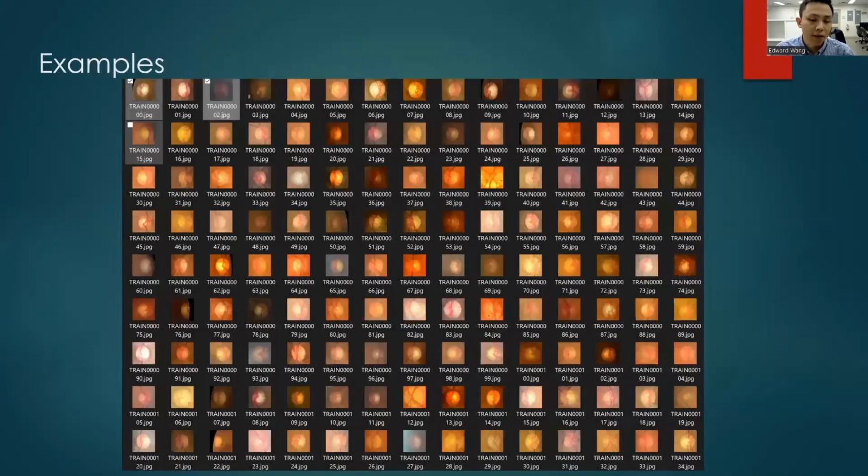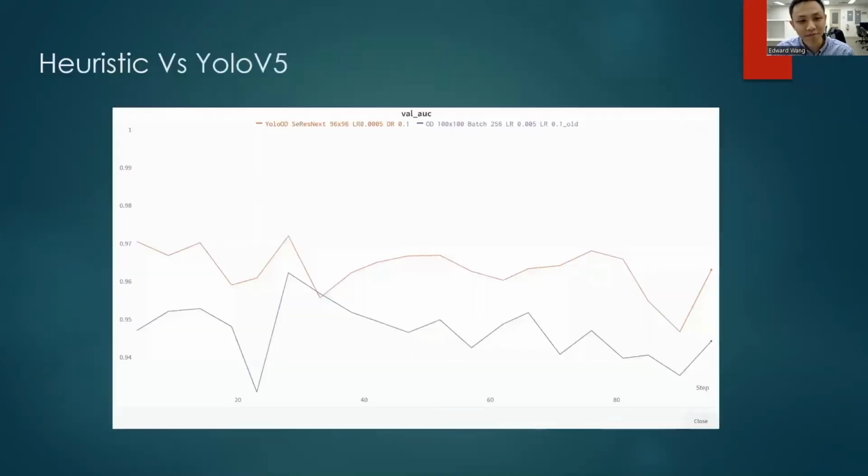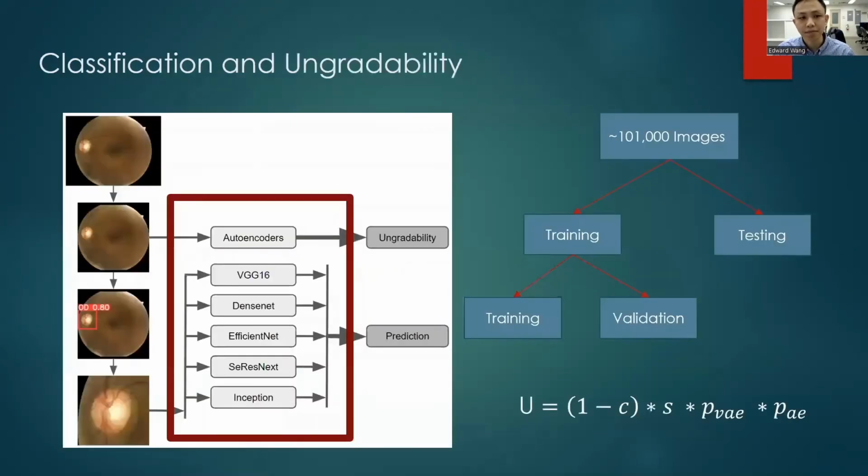Here's an example of the images where, out of the first 134 images, the optic disc is detected in every one, take my word for it, they're all there, I checked. This graph from early on in our process shows that essentially the YOLO model is better than the heuristic method. No real surprise there, but it's kind of nice to see our hypothesis borne out in the data.